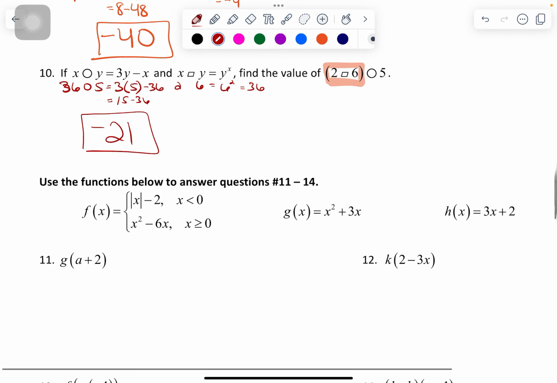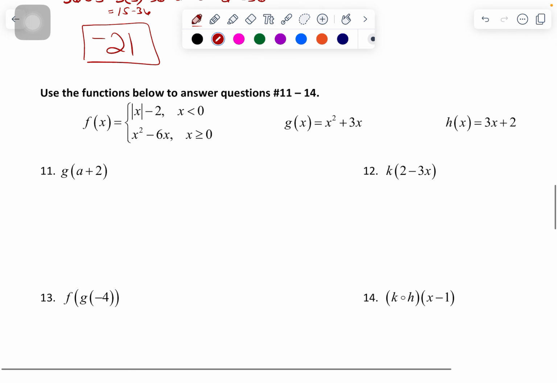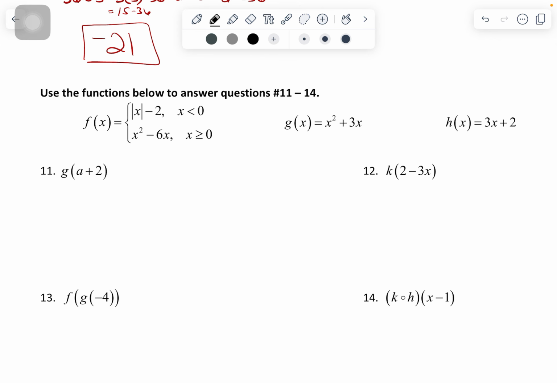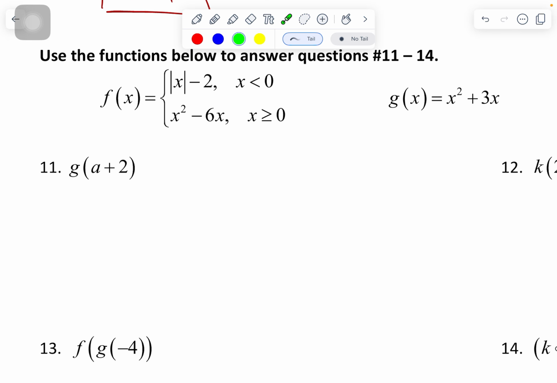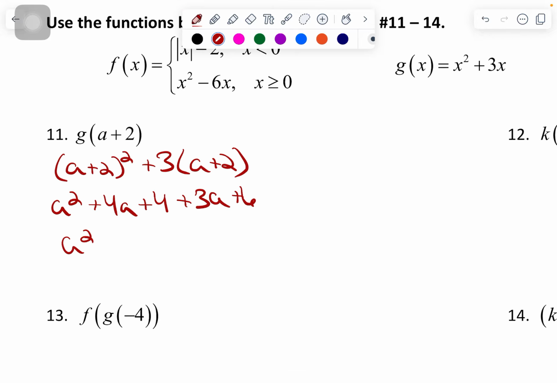All right, so I'm going to keep on rolling because I think this last part has a couple more sections here. We've got g of a plus 2. I'm going to reference the g function, and everywhere I have an x, I'm going to replace it with a plus 2. So that's going to be a plus 2 squared plus 3 times a plus 2. So a squared plus 4a plus 4 plus 3a plus 6, just simplifying as I go. Plus 7a plus 10. No, I do not know what a is, and no, you're not going to be able to figure out what a is.